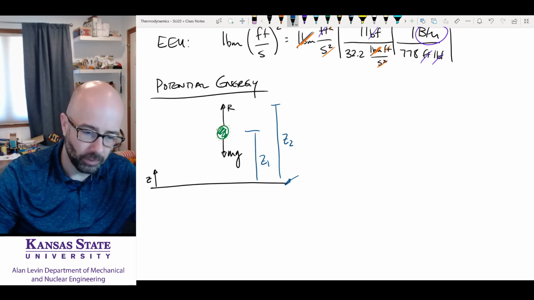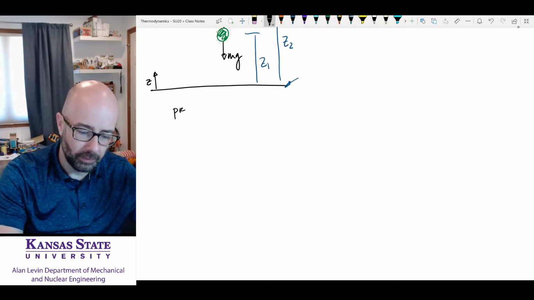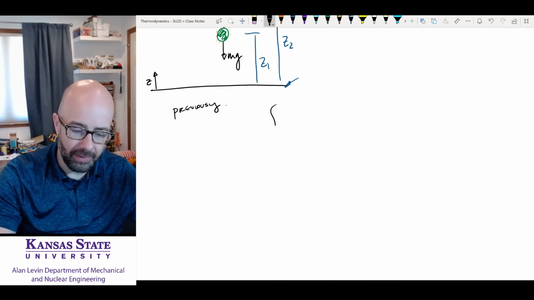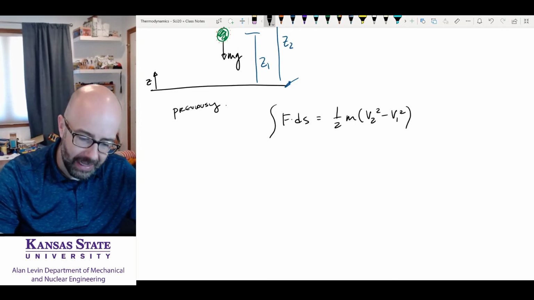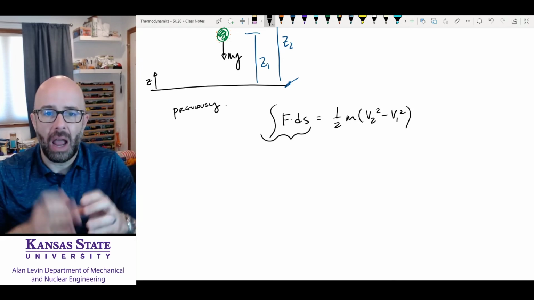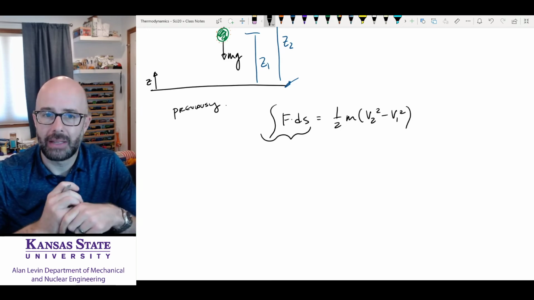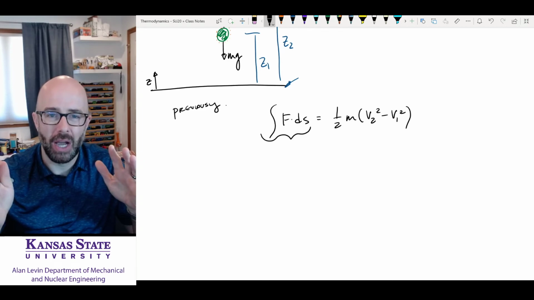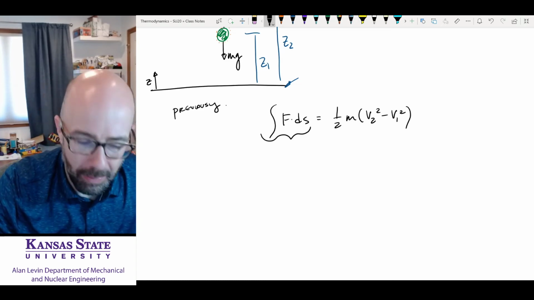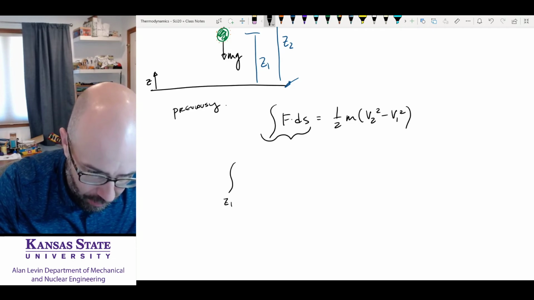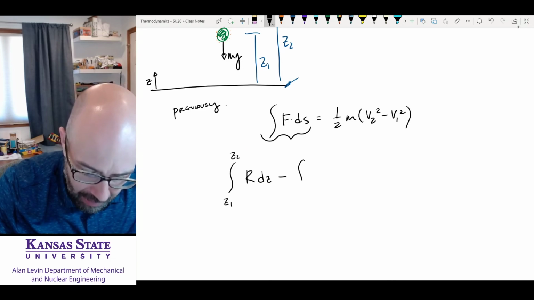So here's what we had from previously. We had the integral of F ds is equal to 1/2 m (v2 squared minus v1 squared). That's what we had from our previous analysis. This force has external forces and gravity forces included in this analysis. I did not determine which forces I was talking about. Any force acting on this particle is going to be included here. So I'm going to break it into two. I'm going to have the integral from Z1 to Z2 of my force R times dz, and then minus the integral from Z1 to Z2 of mg dz.